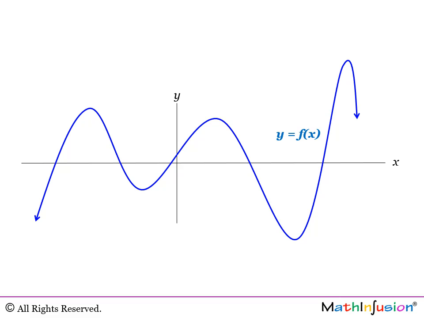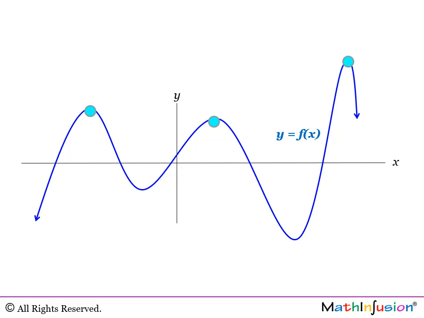Here is the graph of the function y equals f(x). Let's trace the graph from left to right. When we reach this point, the blue point, we cannot go up anymore. It means that this is some kind of a maximum. The same happens here. We cannot go up anymore. We can only go down.